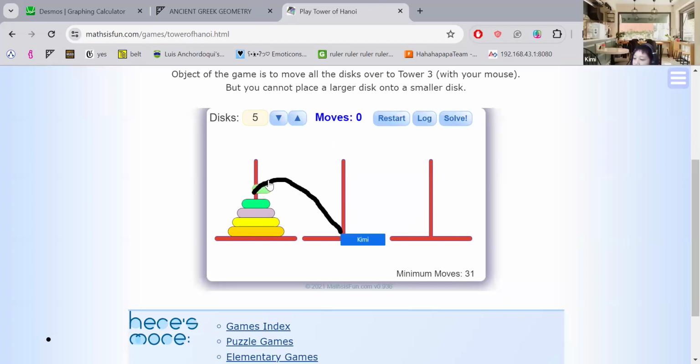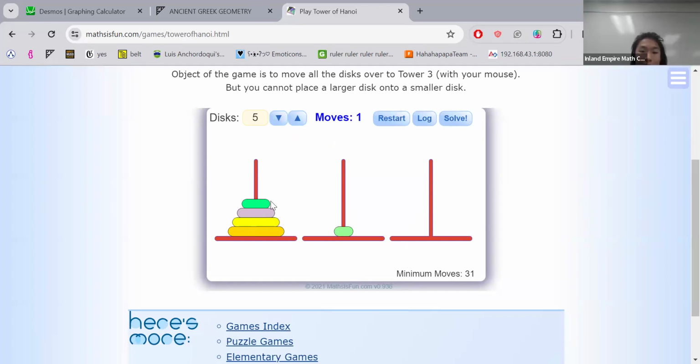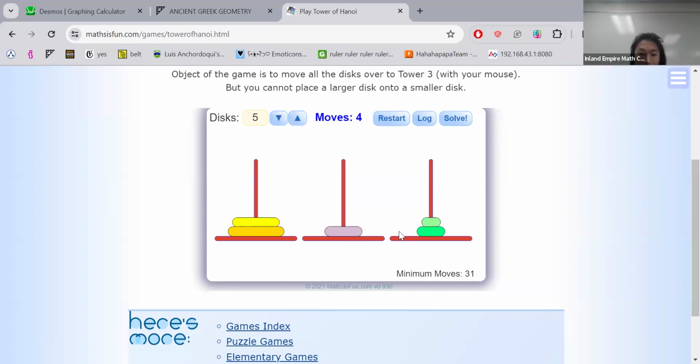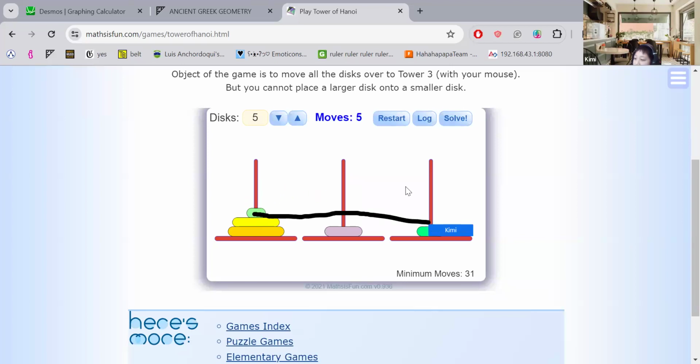Maybe this one here, sure. And then we can't place this one on top of here, right? So the only place we can go is there. And then you move this one on top of there. That opens up here. And then you move this one over here. Move this over here. And then move that back. Put the yellow over there.